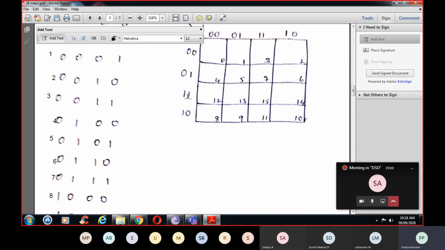In the same way, 1, 1, 0, 0 is 12. 1, 1 corresponding row, 1, 1 corresponding column, 0, 1 is 13. 1, 1, 1, 1 corresponding row and corresponding column is 1, 1, 1, 1 for this cell. It is 15. In the same way, corresponding row and the corresponding column for this cell, that is 14 cell, is 1, 1, 1, 0. So you will be writing in this way for 4 variable K-map.